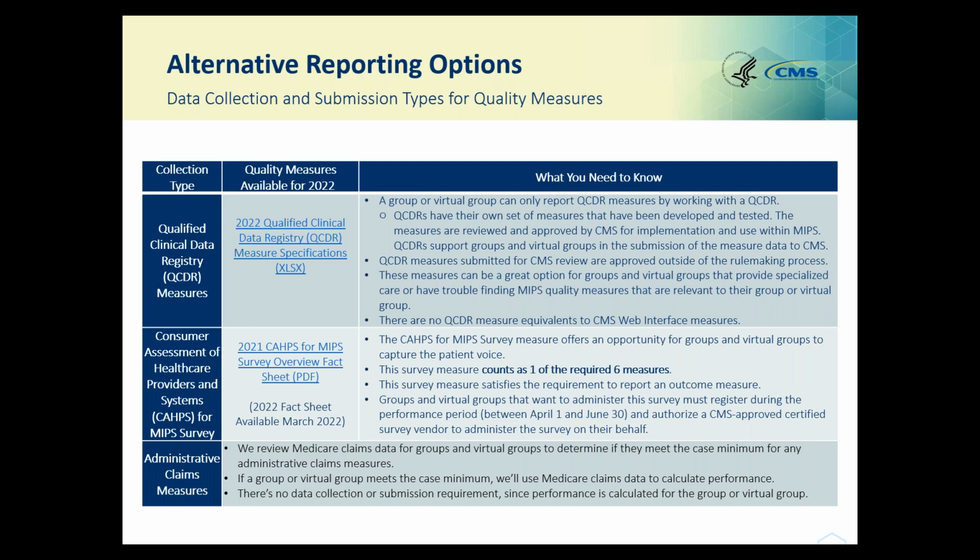The information on this slide outlines general information pertaining to qualified clinical data registry measures, also known as QCDR measures, and the CAHPS for MIPS survey measure collection types, and provides links to the 2022 measure specifications and other resources. Please note that the quality measures available for the 2023 performance period will be established through future rulemaking, with the exception of QCDR measures. Next slide, please.